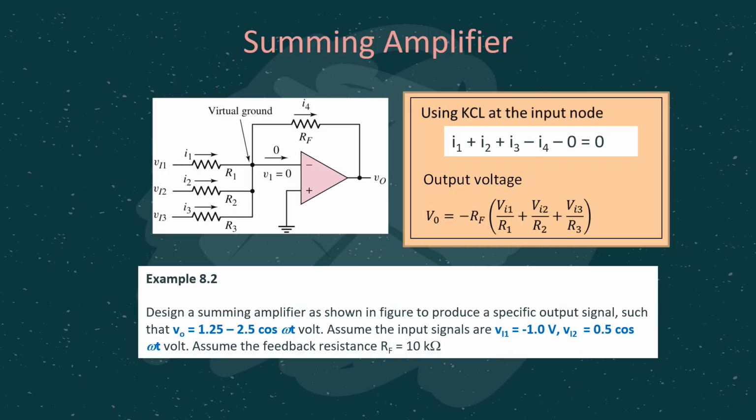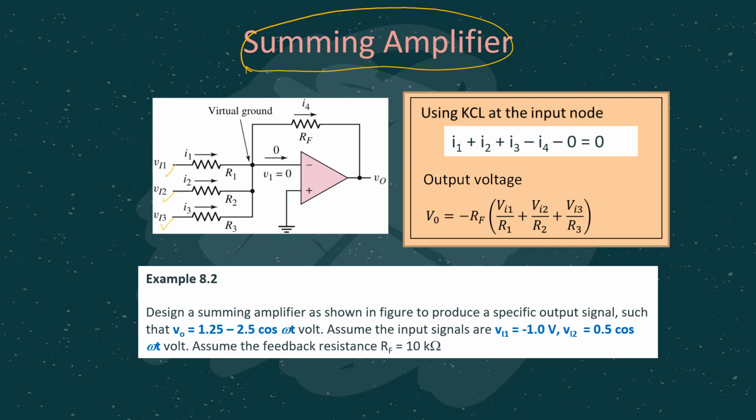Okay, the next type is the summing amplifier. For summing, as the name suggests, it will sum up the input signals that will appear at the output terminal. In this case, as you can see, there are three input signals or input voltages which are connected in parallel to each other, and there is one feedback resistor.